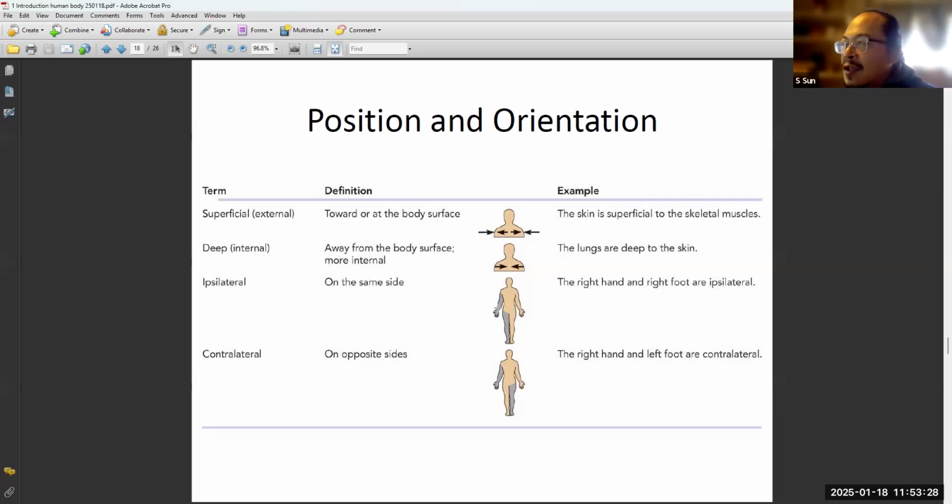Ipsilateral, like the ipsilateral leg, ipsilateral arm, ipsilateral brain hemisphere. So that's the same side. And contralateral is the opposite side. For example, our brain controls the contralateral side of the muscle movement. This side of the brain controls the opposite side of the body's movement. That's just how our brain is wired. So that's contralateral.